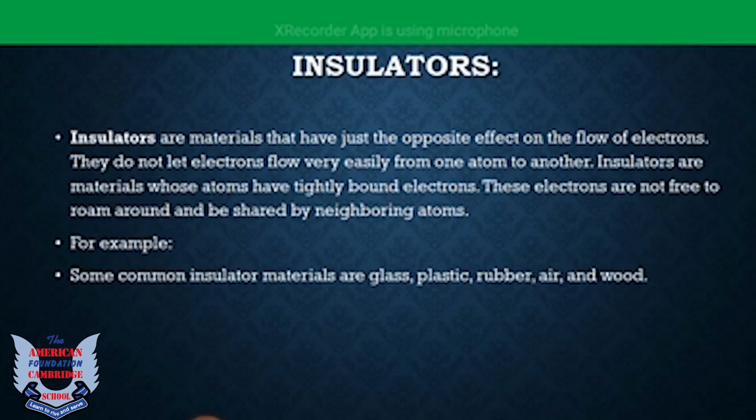As I told you, insulators are materials that have the opposite effect on the flow of electrons because they don't allow charges to flow through them. So they don't let electrons flow very easily. Insulators are materials whose atoms have tightly bound electrons. They are not free, they cannot move from one point to another. Some of the best examples of insulators are glass, plastic, rubber, air and wood.